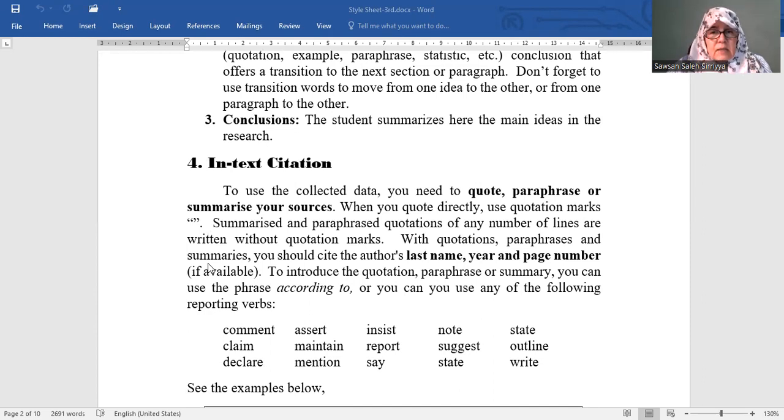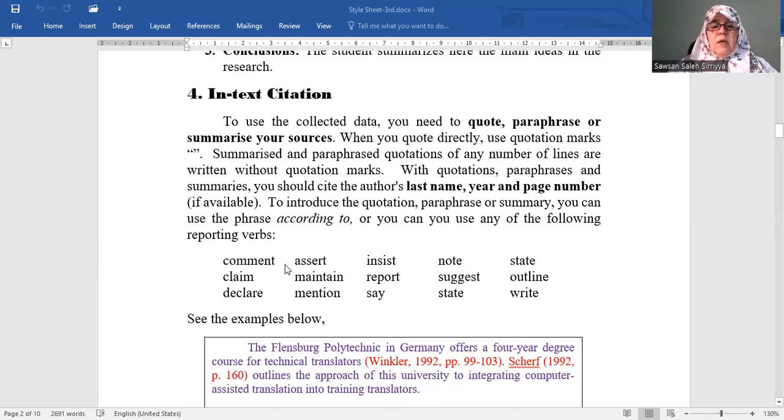When you quote directly, you use the actual words of the book or article you quote from. Use quotation marks. Summarized and paraphrased quotations of any number of lines are written without quotation marks because they are your own words. With quotations, paraphrases, and summaries, you should cite the author's last name, year, and page number if available. To introduce the quotation, paraphrase, or summary, you can use "according to."